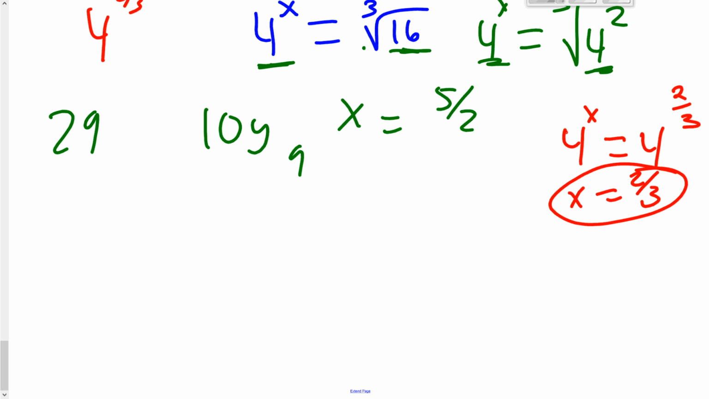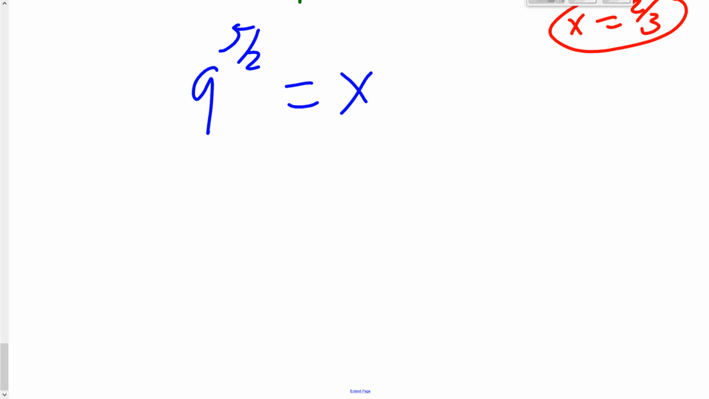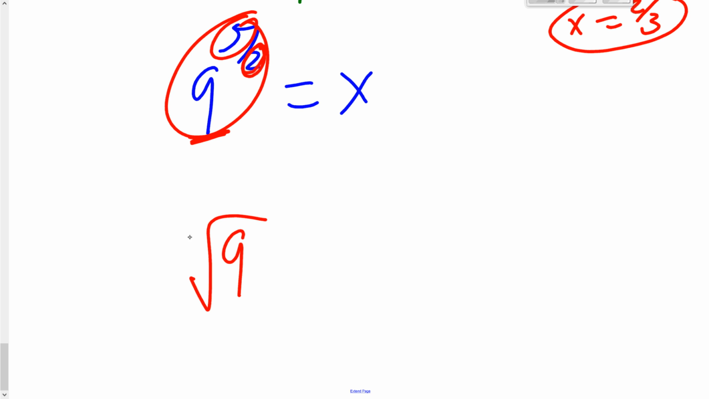Okay, last one, 29. So we can rewrite it: 9 to the 5/2 is equal to x. You could put this in a calculator to give you the answer, or you can rewrite it in terms of radicals, right? The denominator says how many times you multiply a number to get to the base. So what number times itself is 9, and then take that answer and raise it to the 5th, or the square root of 9 and then raise to the 5th.